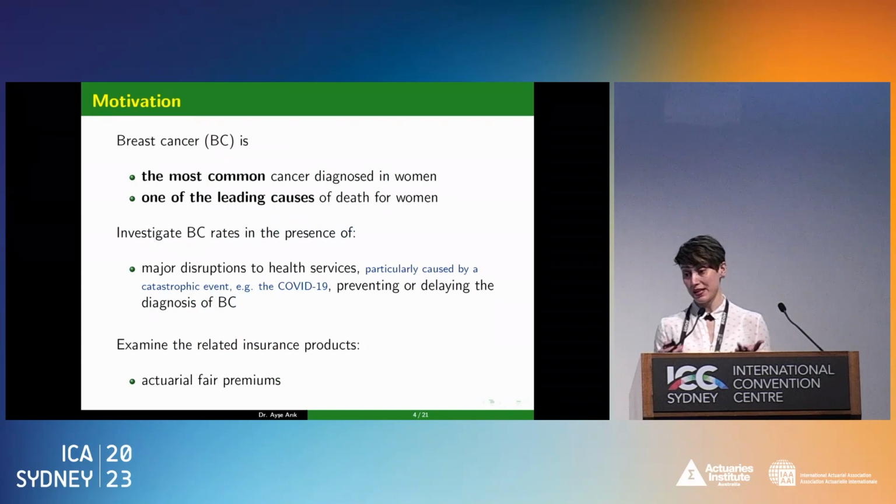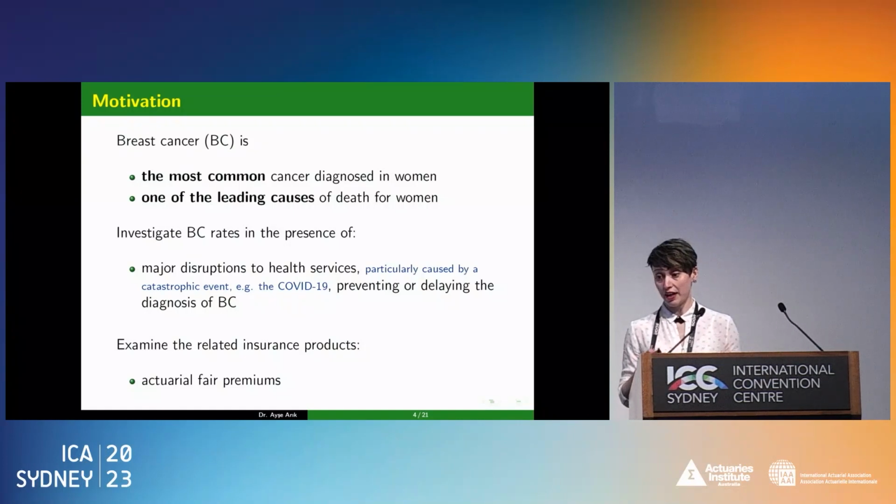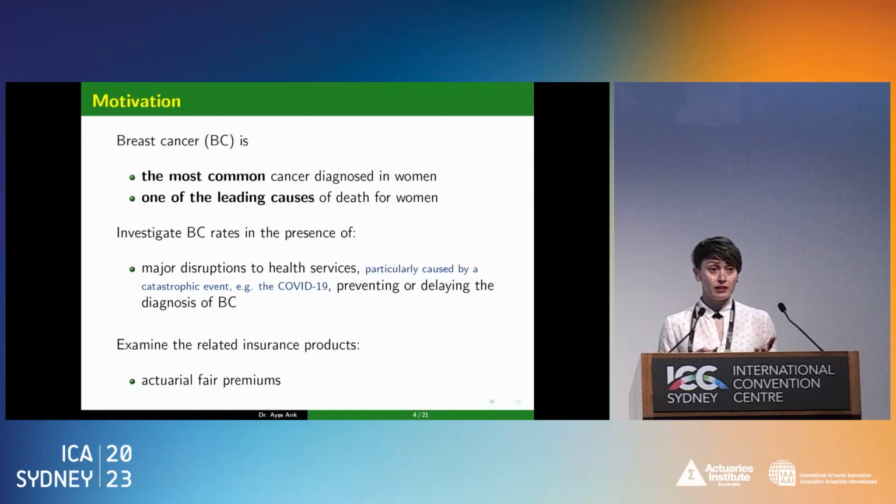Why? This is because breast cancer is the most common cancer diagnosed in women, and it is still one of the leading causes of death. And we have 2 particular research interests here. One is to quantify the impact of COVID-19 related health disruptions, to be specific, initial health disruptions, on breast cancer mortality.